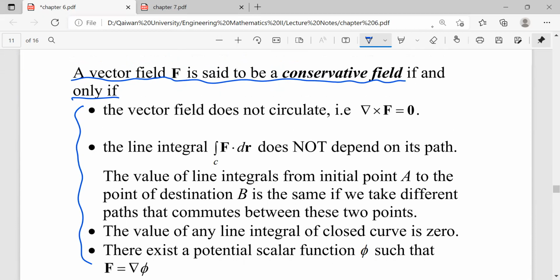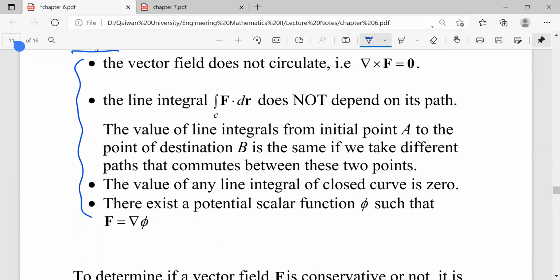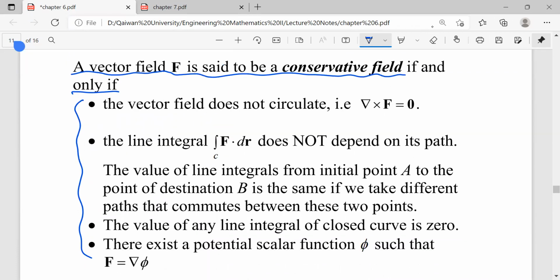We say a vector field is a conservative vector field if it satisfies these conditions. First, the vector field does not circulate. That means the del operator cross F equals 0, so this must be 0.